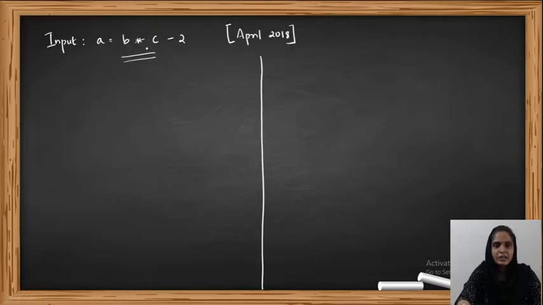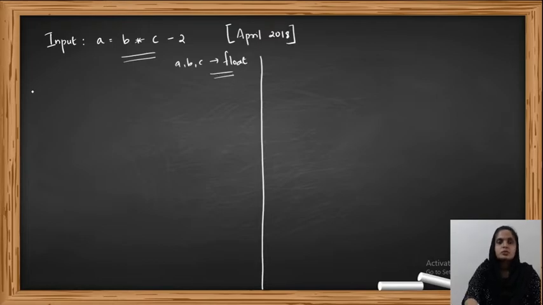So the input statement given was a is equal to b star c minus 2, and it was given that a, b and c are floating values. A, B and C are float values. Okay, that's important. Note it. So we know that the compiler has 6 different phases. The first 4 phases are the front end or the analysis phase, that is the lexical analysis, syntax, semantic and intermediate code generator. And the second part of the compiler is the synthesis part. It consists of 2 phases, that is the code optimization phase and the code generation phase.